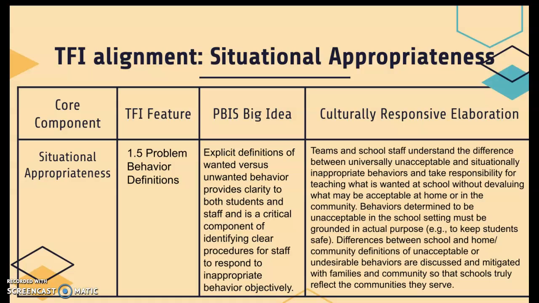Behaviors that are established as unacceptable at school must be grounded in some actual purpose. For example, keeping students safe, right? And then when there are differences between school and home community definitions of those unacceptable or undesirable behaviors, they're discussed and mitigated with families and communities so that schools truly reflect the communities they serve. So this is that point where families are involved, right? And students are involved. So we talk about those expectations.